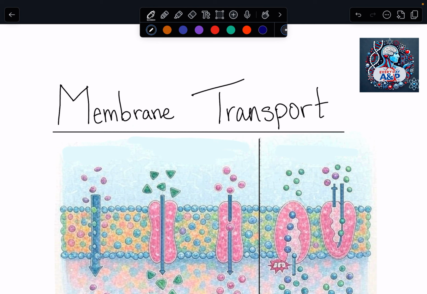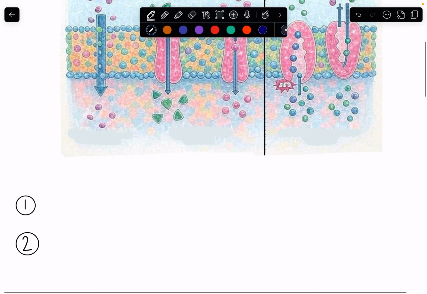So we want to talk about membrane transport today. In the previous video, we discussed the phospholipid in itself, which makes up the phospholipid bilayer. So today we want to talk a little bit more about the role that the membrane plays within the eukaryotic cell. So we're going to be talking about membrane transport.